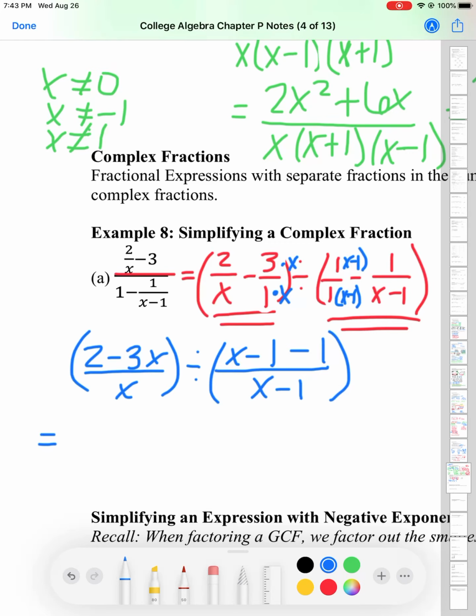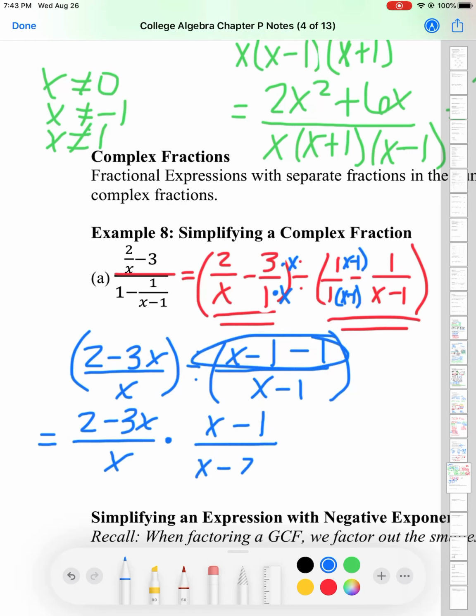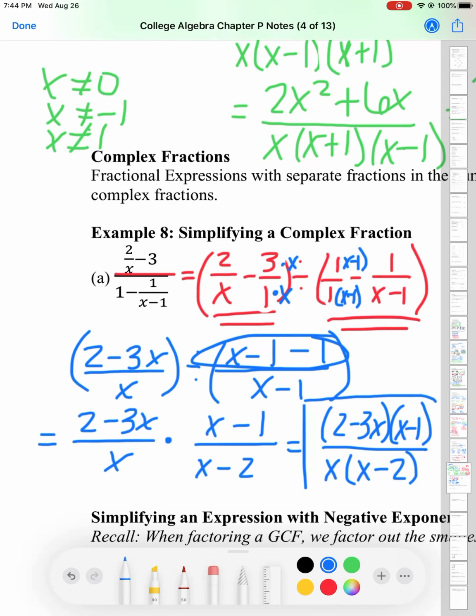So now we're going to multiply by the reciprocal. So I've got 2 minus 3x over x times x minus 1 over x minus 1 minus 1, which is x minus 2. So I've got 2 minus 3x times x minus 1 over x times x minus 2.